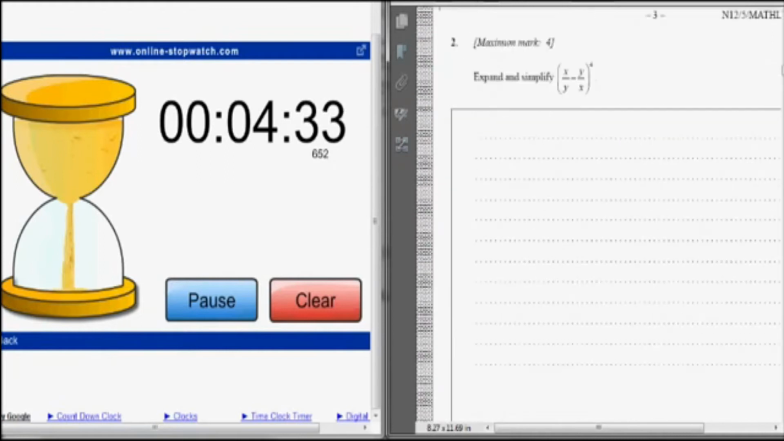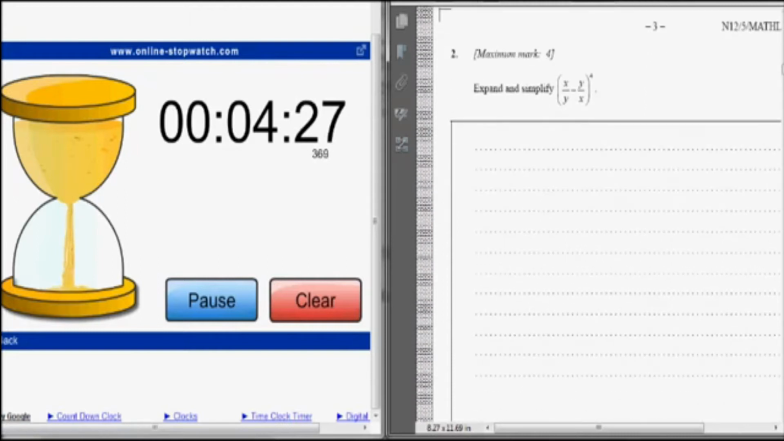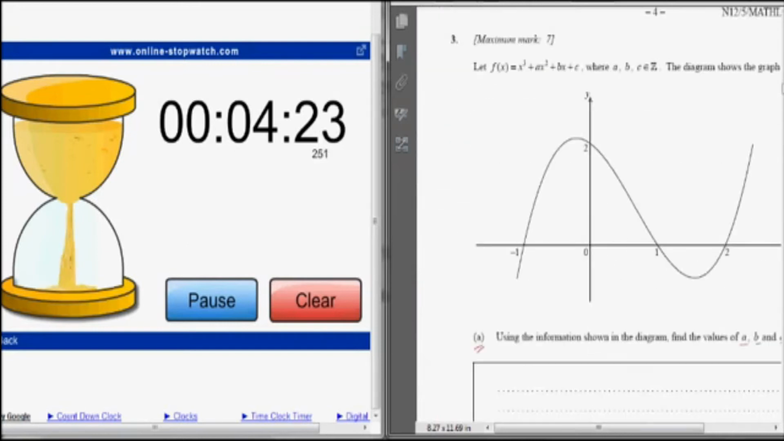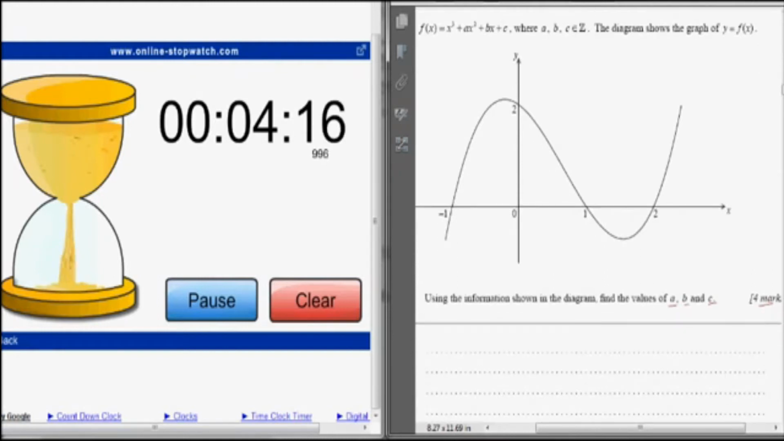And then going to the next question, you look at it and you see, okay, this is an expansion. You use binomial expansion. Whether you know it or not, you know at this point. Okay, I can do this question. Next is a graphical question. So if you know the graph, you have a, b, c here, and the question is, using the information, find the values of a, b, c. I think I can do this.